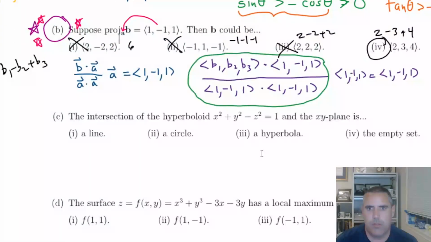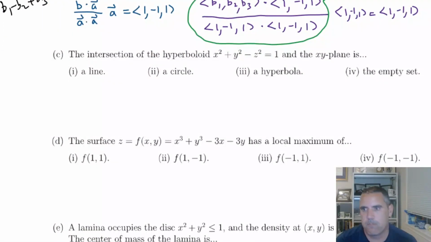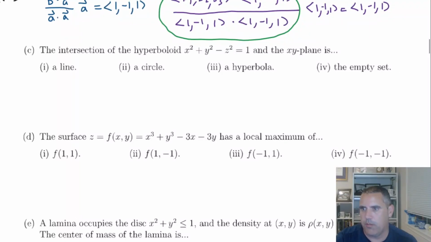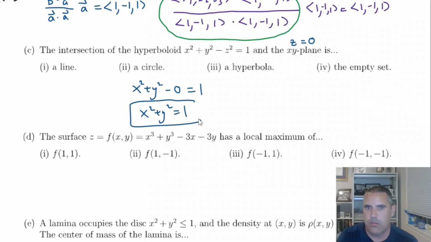Okay, so what about this one? Find the intersection of the hyperboloid in the xy plane. Okay, that sounds a little tamer because that's saying z equals 0. And so you have x squared plus y squared minus 0 equals 1. So you have x squared plus y squared equals 1. It's a circle. And in fact, it's because of that that we call that the hyperboloid of one sheet.